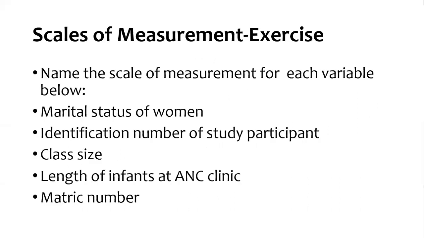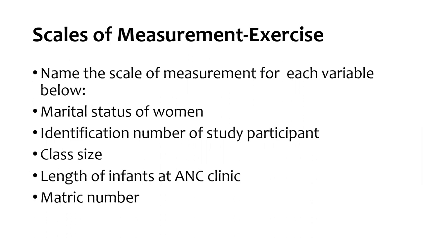So I want to give you this, based on the explanation that I've given on the levels of measurement. I would appreciate it if you try to answer these 5 questions in the comments section. The marital status of women: is it a nominal variable? Is it an ordinal variable? Is it an interval variable? Is it a ratio variable?